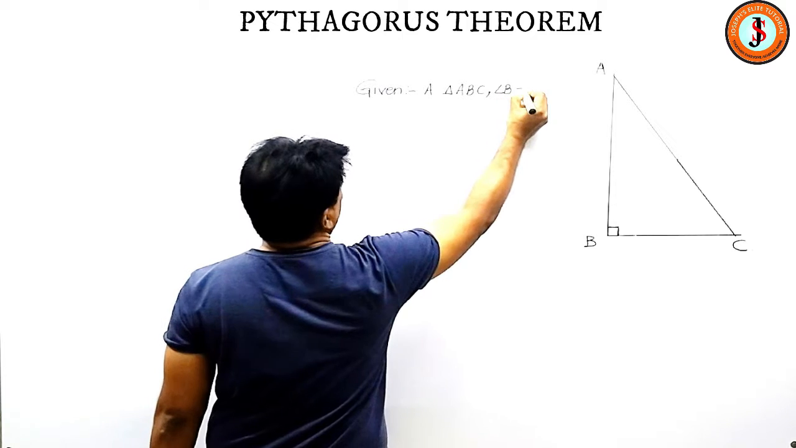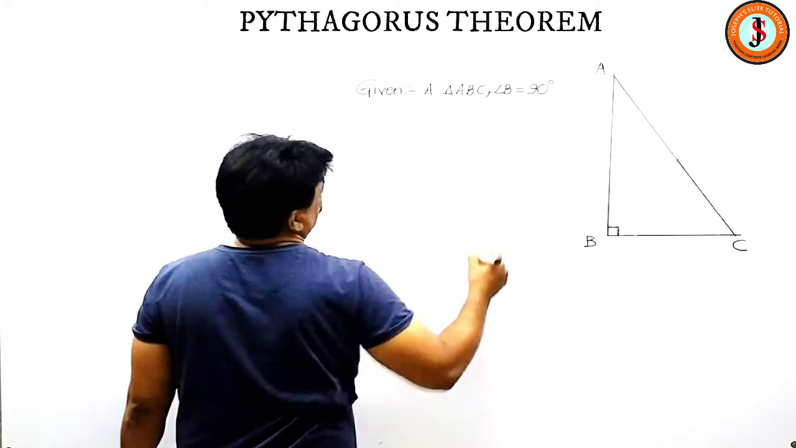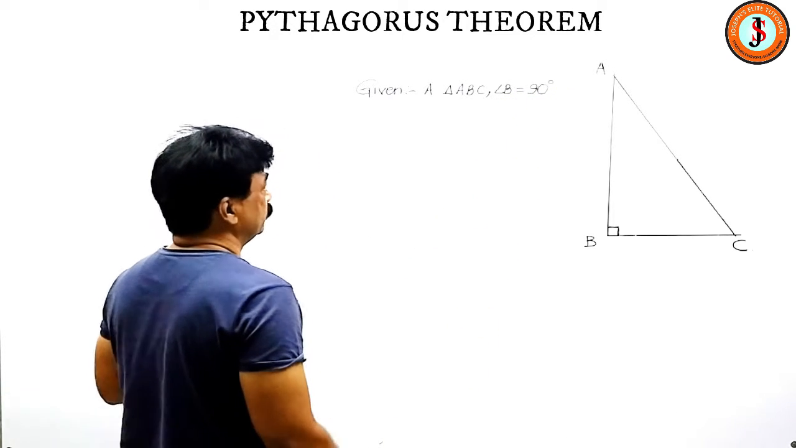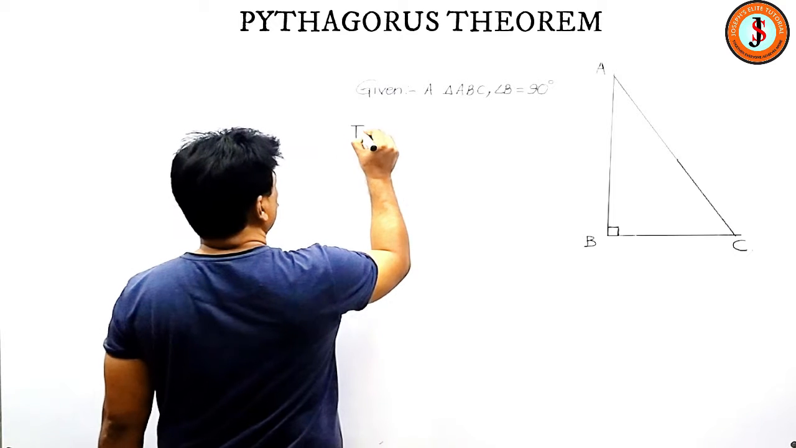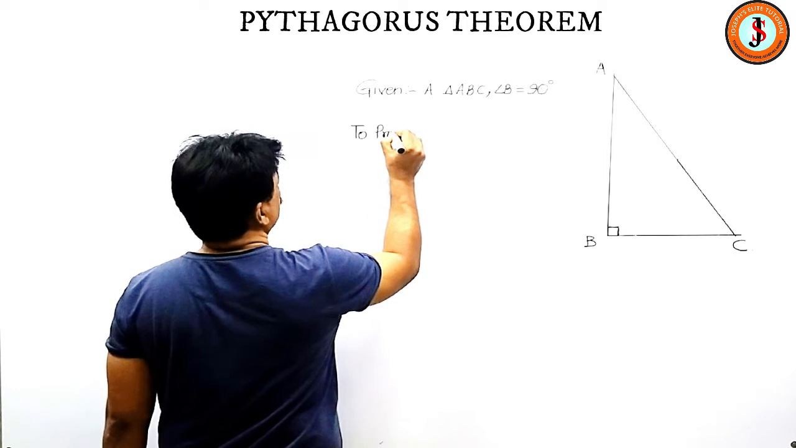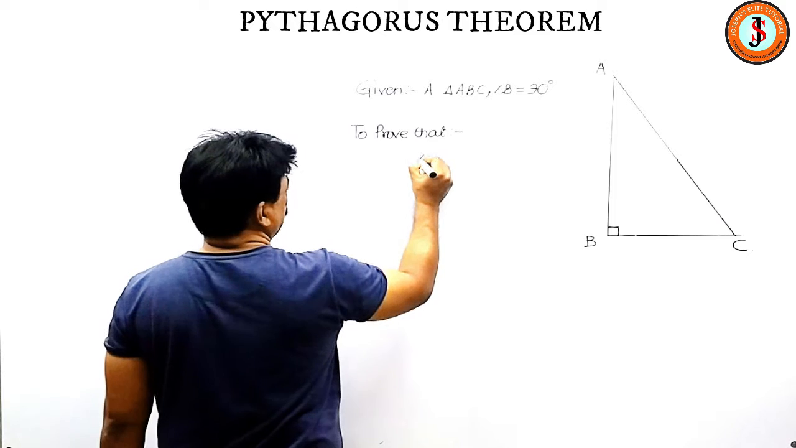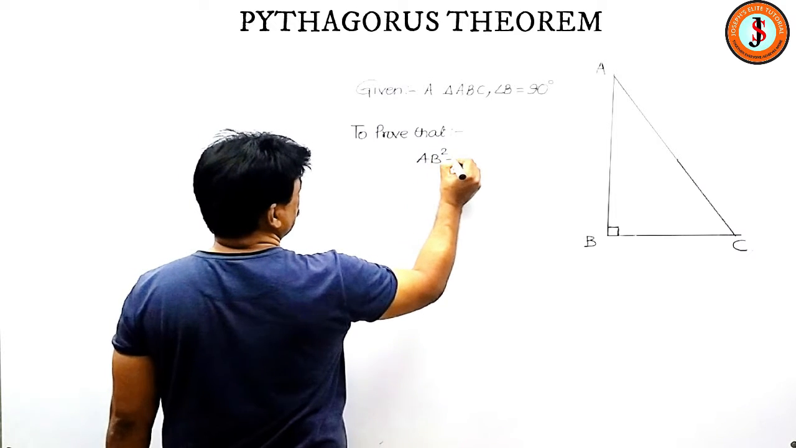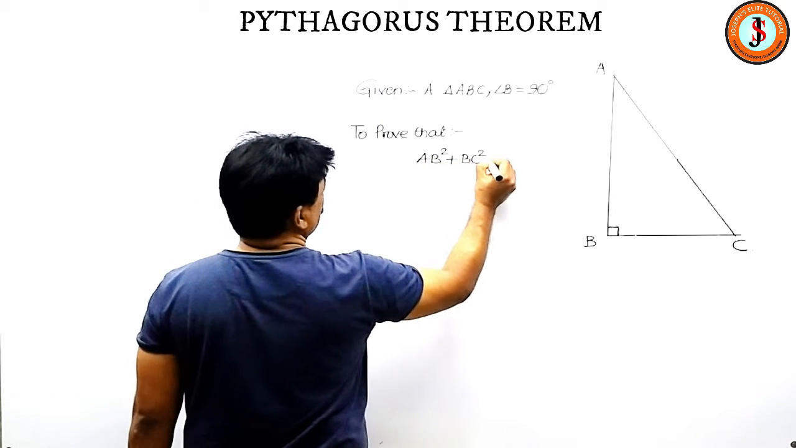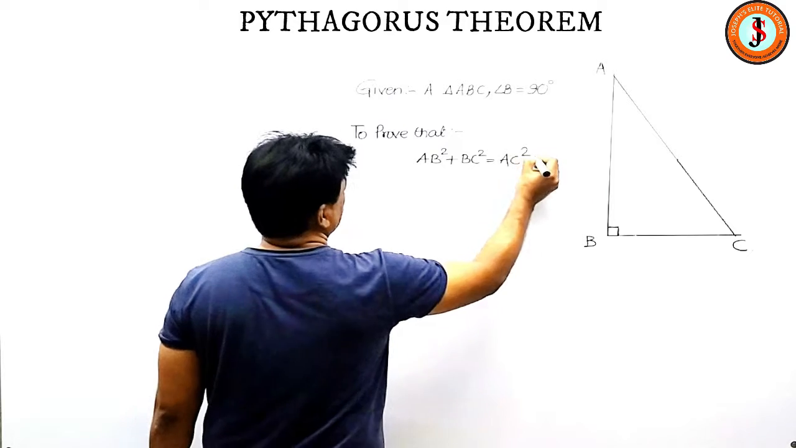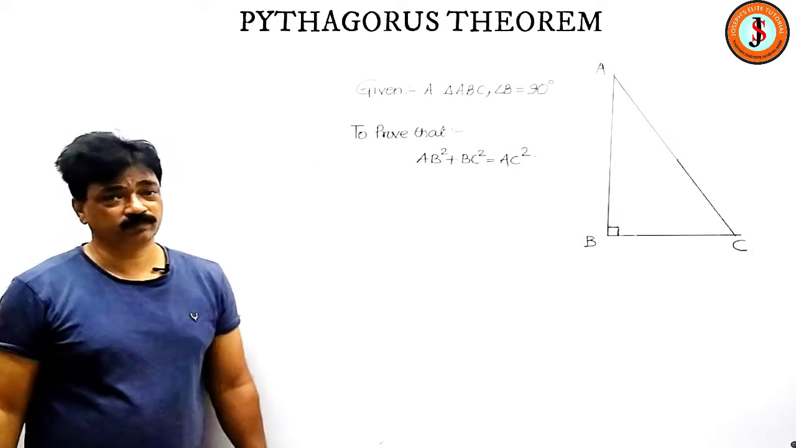Angle B is equal to 90 degrees. To prove that AB square plus BC square is equal to AC square.